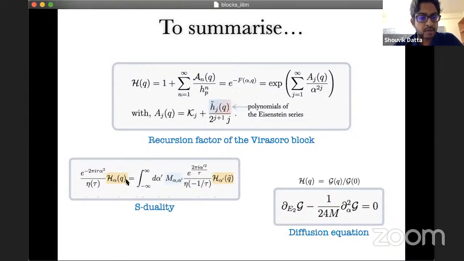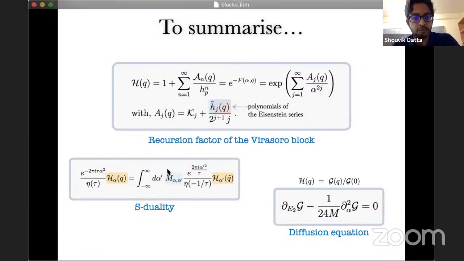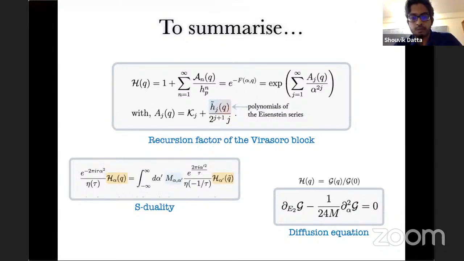And also we have this S-duality relation. So the block in one channel can be related to a sum over blocks in the other channel via this fusion kernel. And the E2 dependence of the block is captured via this diffusion equation, which is this. Okay, so these are some new features which we see in the block.